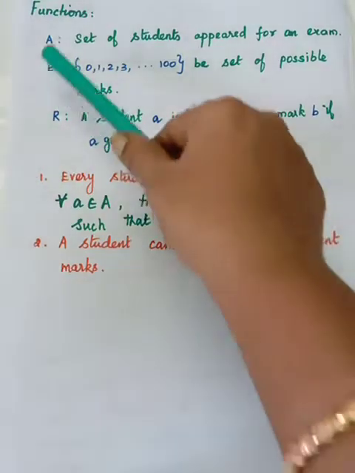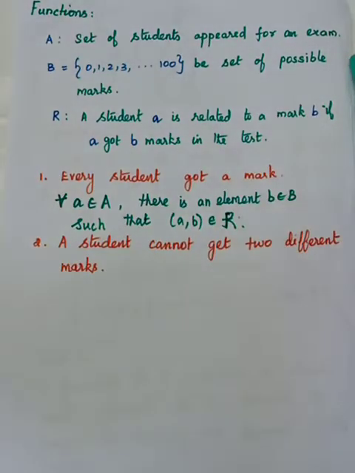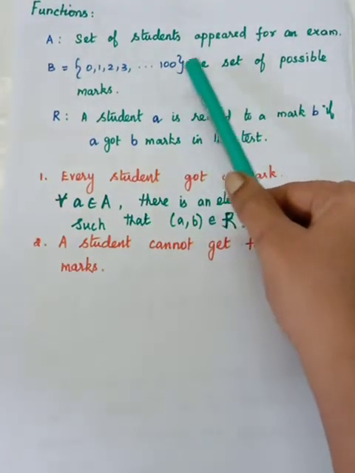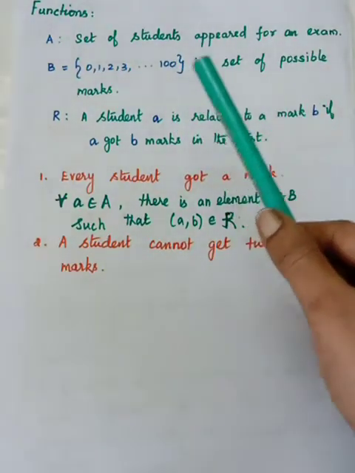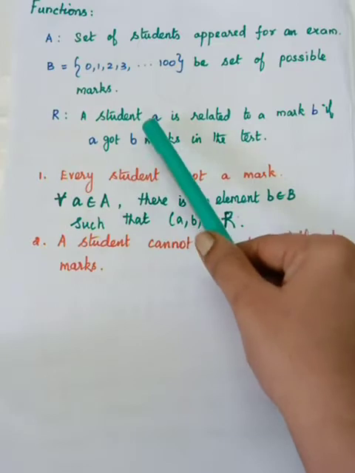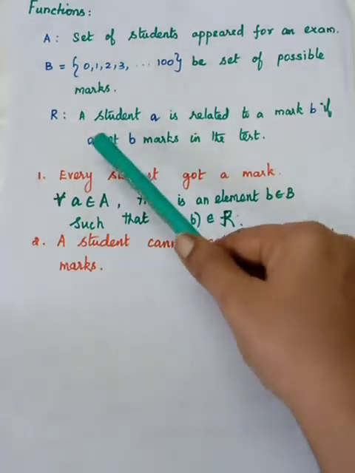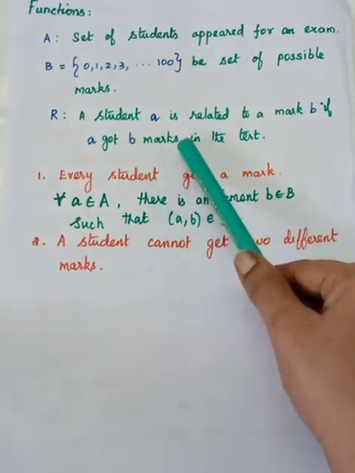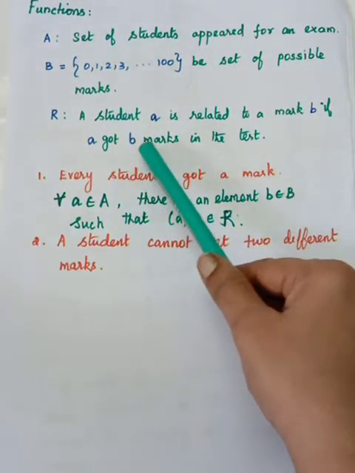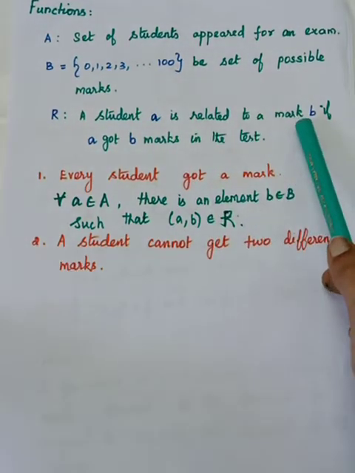So here A is the set of students who appeared for an exam. B is the set having the elements 0 to 100, the set of all possible marks. Here we define the relation. A student a is related to a mark b if a got b marks in the test. A student a got b marks in the test means a is related to b.